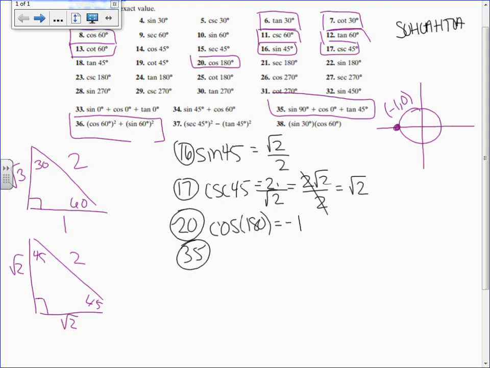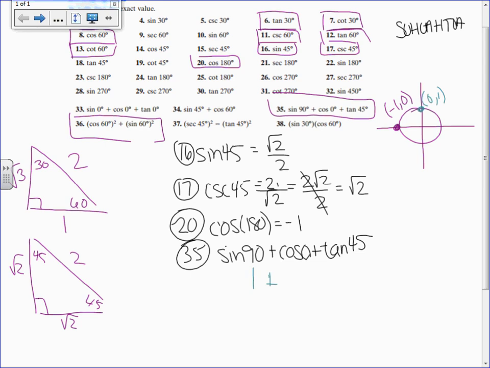35, a little complicated, so we've got the sine of 90 plus the cosine of 0 plus the tangent of 45. So let's just do this piece by piece. Sine of 90, all right, I'm back on my unit circle. I'm up here at the point 0, 1. Sines are my y values on the unit circle, so the sine of 90 is 1.